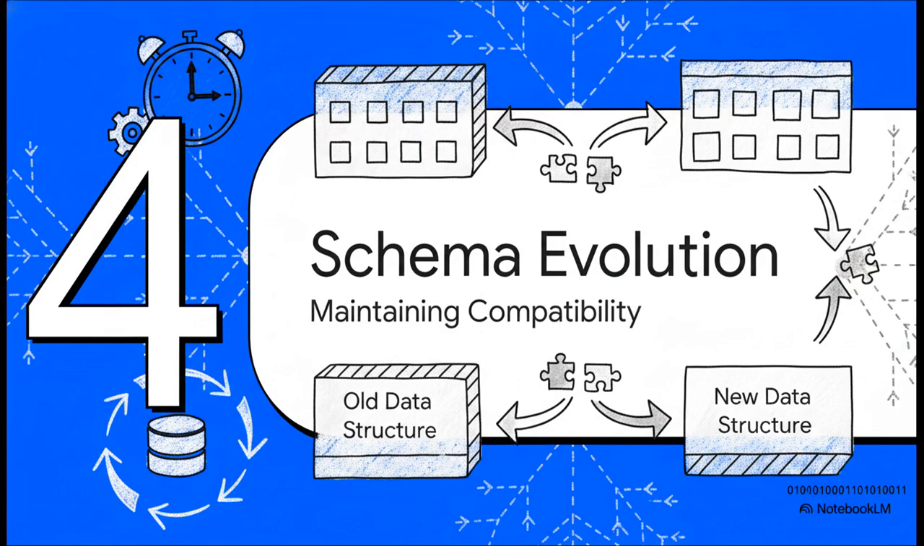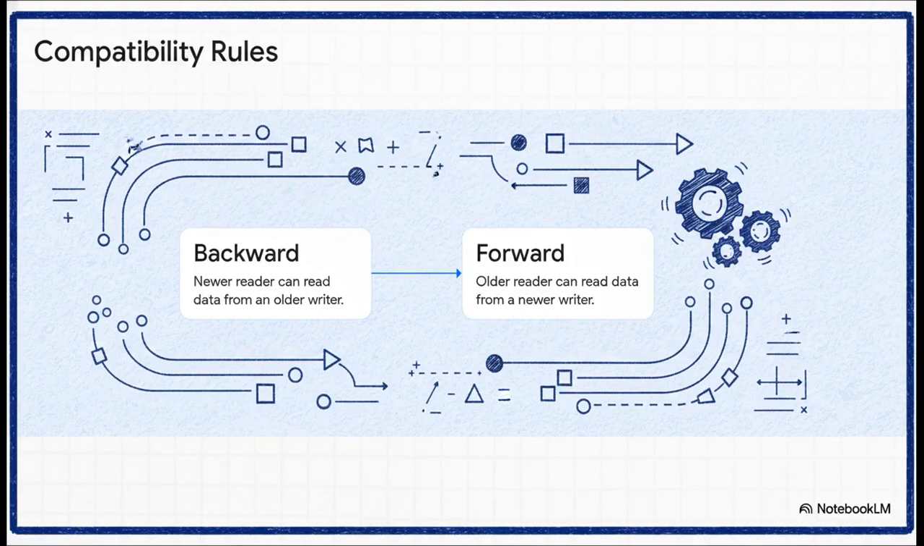Next up, Section 4, Schema Evolution, and how we maintain compatibility over time. Because application schemas are in constant flux, we absolutely have to know how these formats handle compatibility. This is what keeps massive distributed systems online. Backward compatibility means new code can safely read old data, so the writer used an older schema and the reader uses a newer one. Forward compatibility means old code can read new data. The writer used a newer schema and the reader uses an older one.